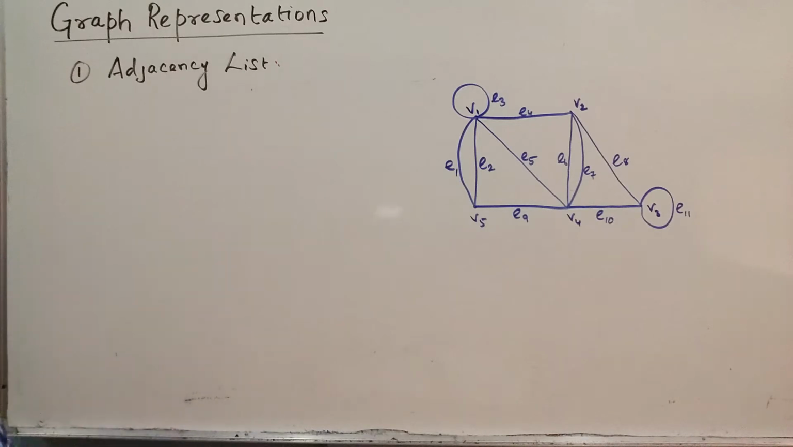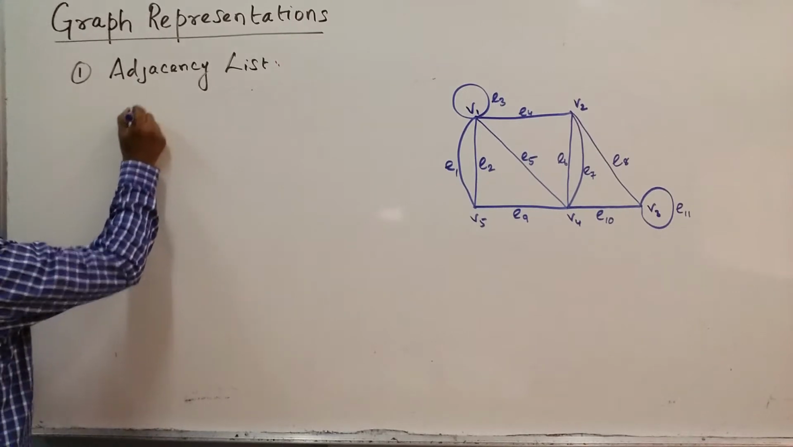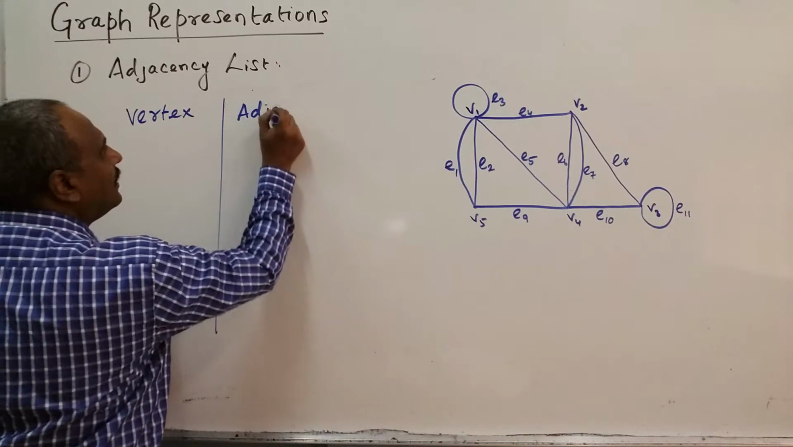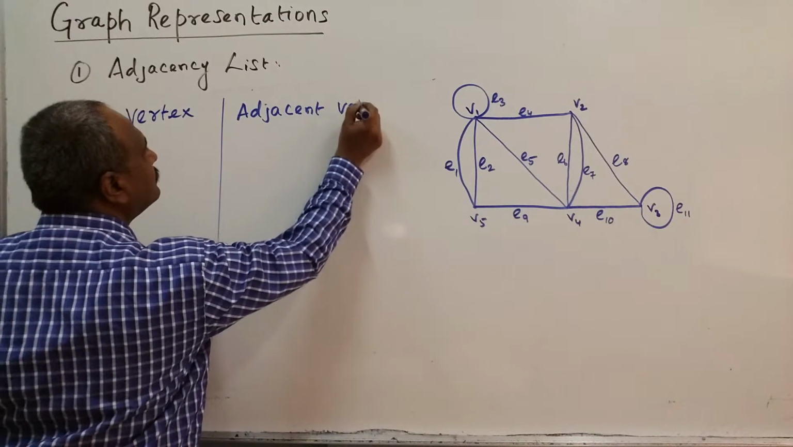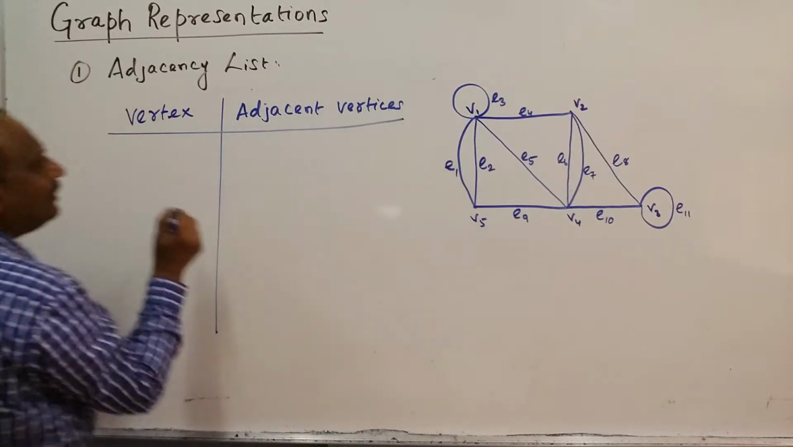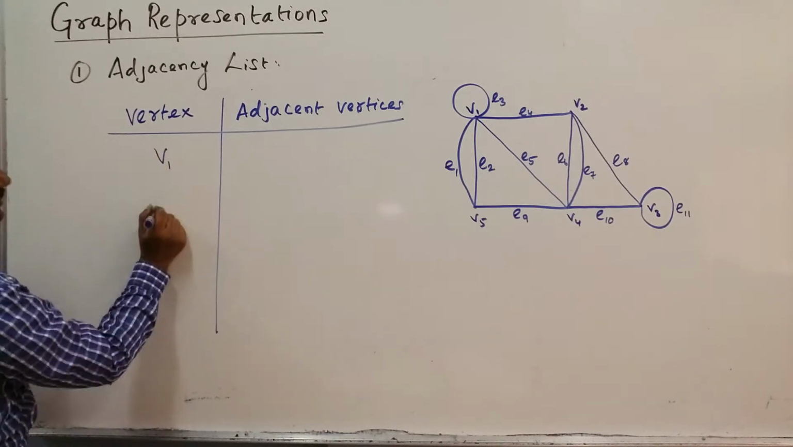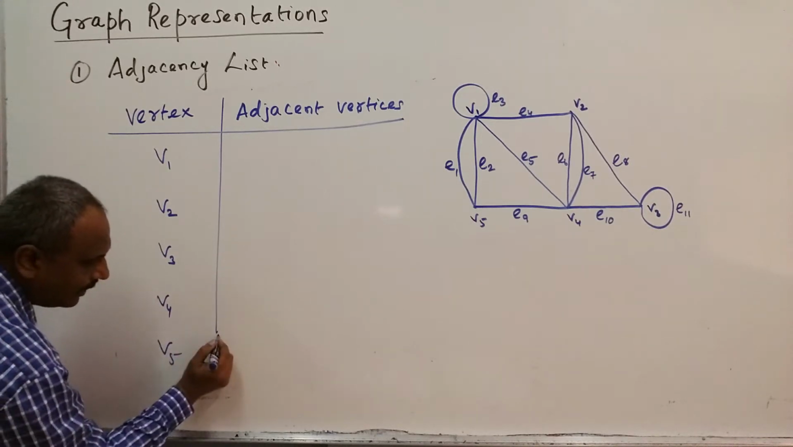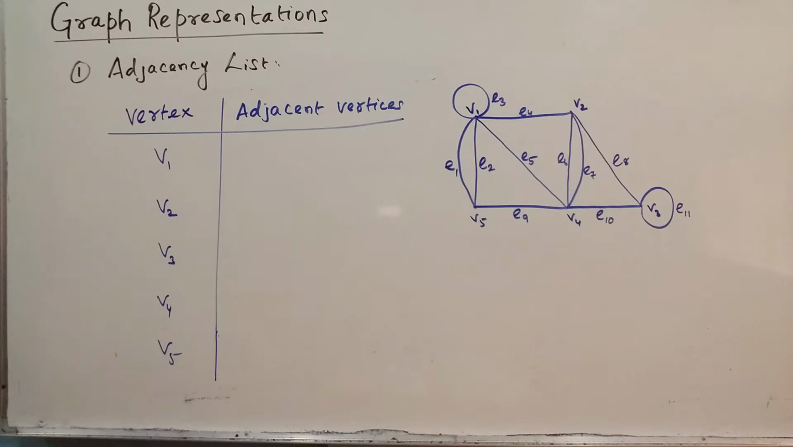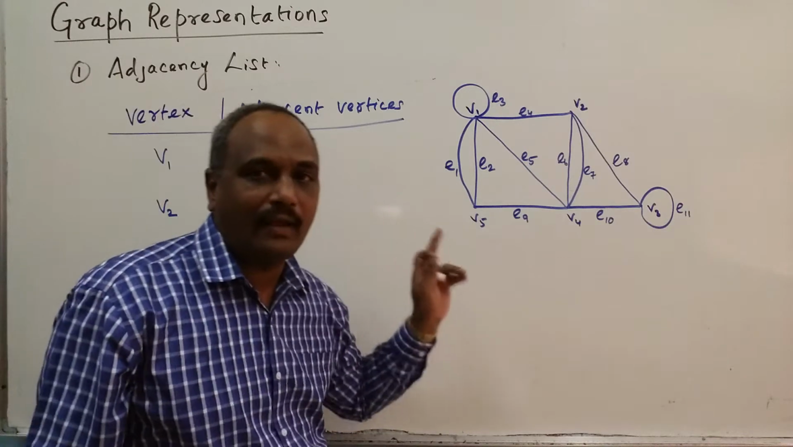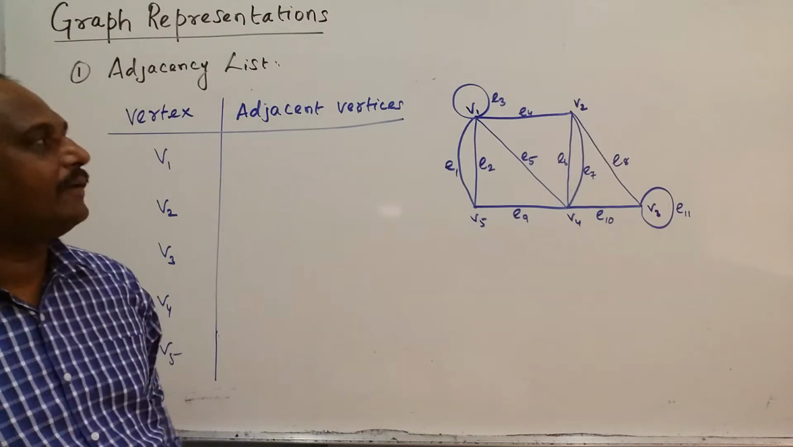When we take the adjacency list, I am going to form a table. I am going to take a vertex and check the adjacent vertices. We are having 5 vertices, isn't it? V1, V2, V3, V4 and V5. The meaning of adjacency, we said, is where we are having an edge.